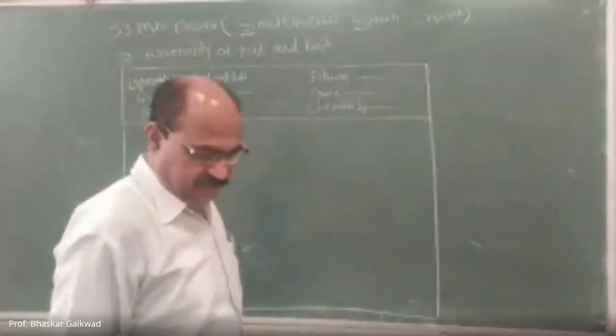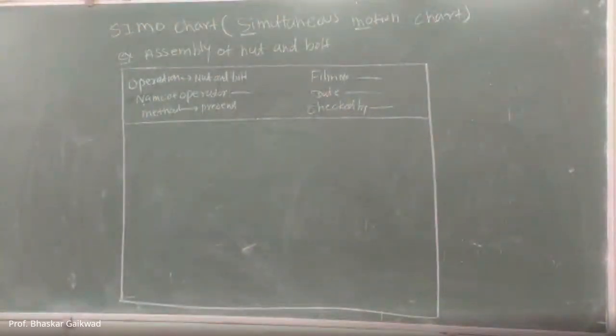So the right is the initial part that should be there. After this, left hand. So this is the initial part of the SIMO chart. SIMO chart: SI means simultaneously, MO means motions. The first two words they have taken. How to make the chart? Just make these rectangles: operations, name of the operators, present methods, film numbers or video numbers, date, and checked by who.